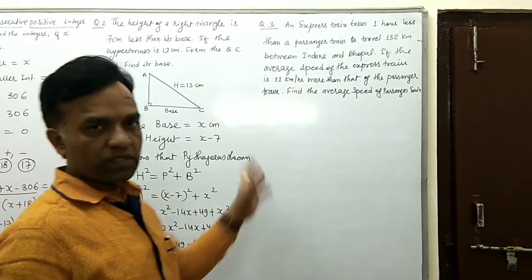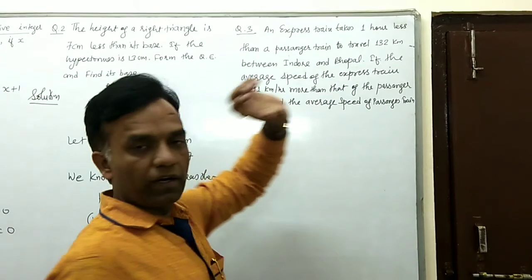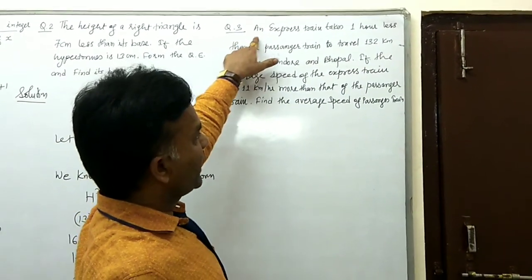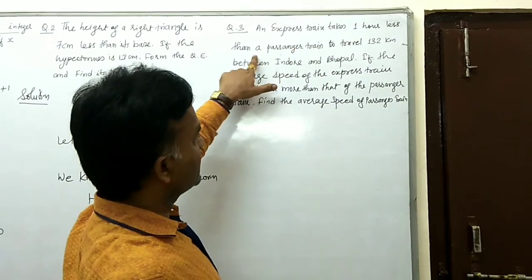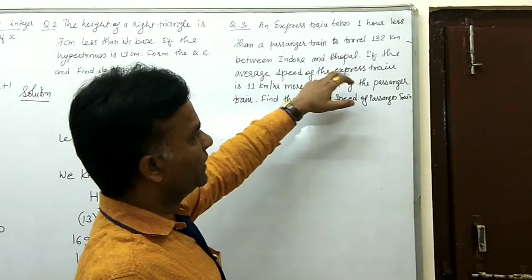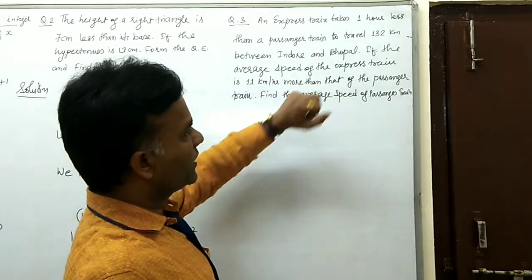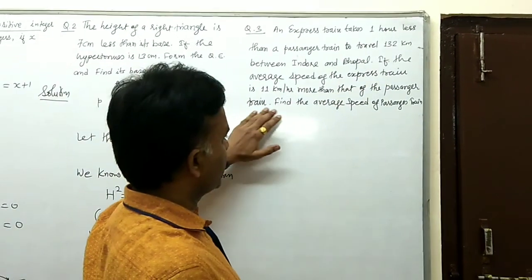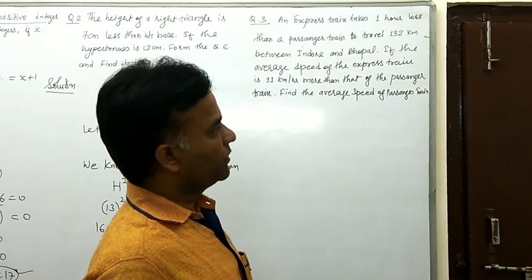Okay, so now first read out the question, because every word problem you read out 3 or 4 times. An express train takes 1 hour less than a passenger train to travel 132 km between Indore and Bhopal. If the average speed of the express train is 11 km per hour more than that of the passenger train, find the average speed of the passenger train.